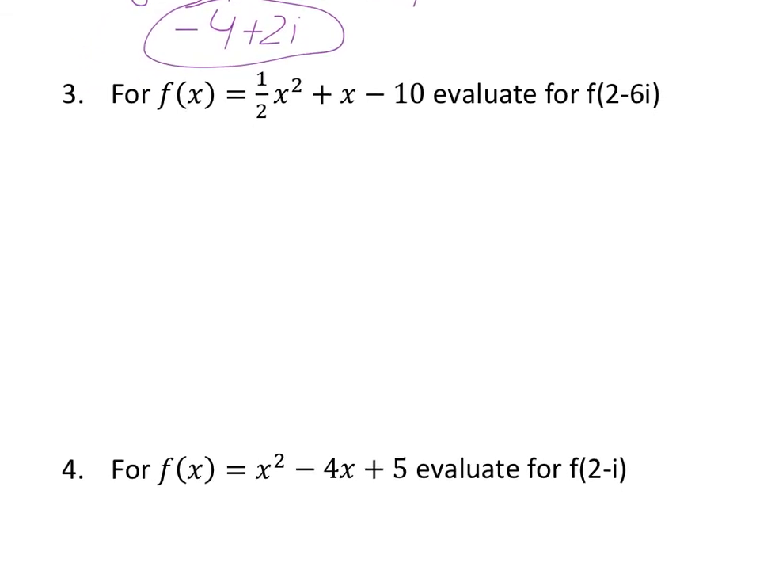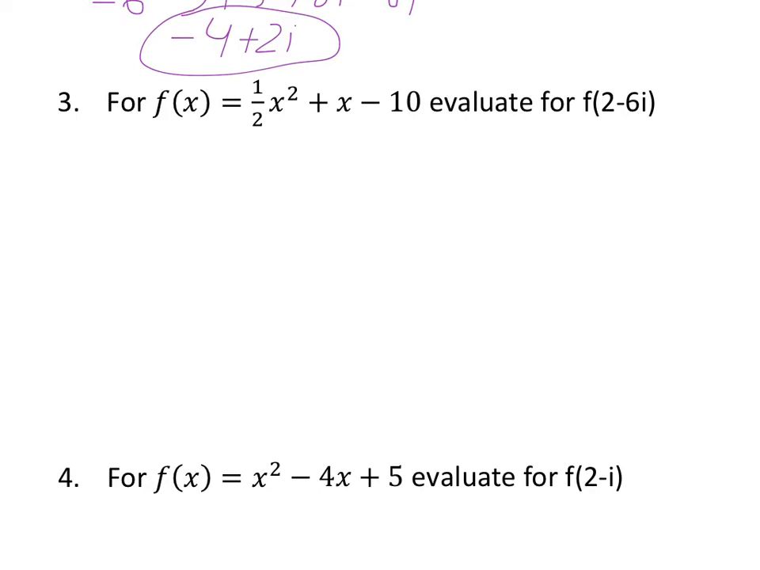Moving right along. Number 3. For f of x of 1/2 x squared plus x minus 10, evaluate for 2 minus 6i. So 1/2 times 2 minus 6i squared plus 2 minus 6i minus 10. We're going to evaluate this with our binomial expansion.